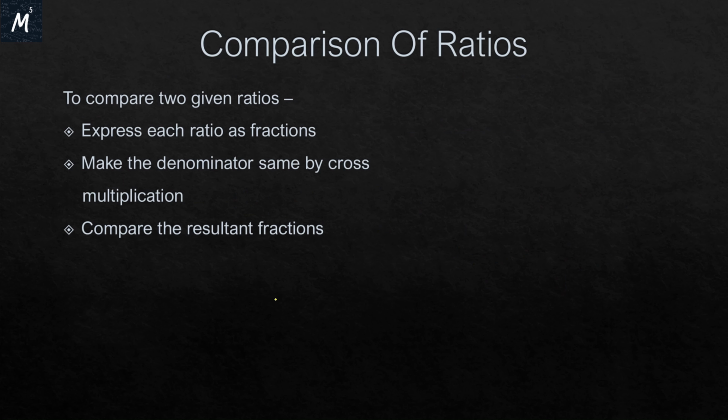Next, a very important and easy topic is comparison of ratios. Firstly, we'll write them in the division fraction form. Next, we are going to make the denominators the same. And you know how it can be done? By cross multiplication or by taking LCM. And then whatever resultant fractions we get, we compare them.